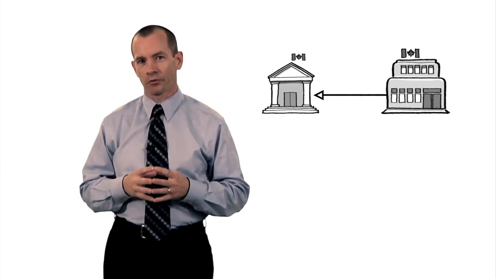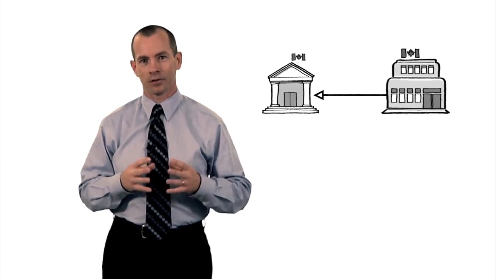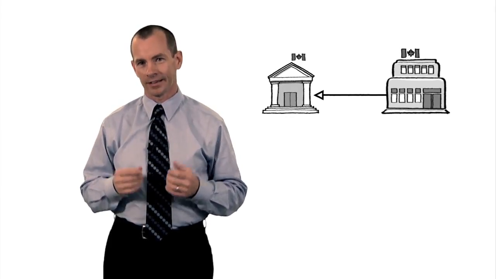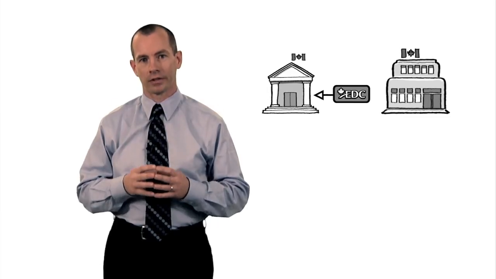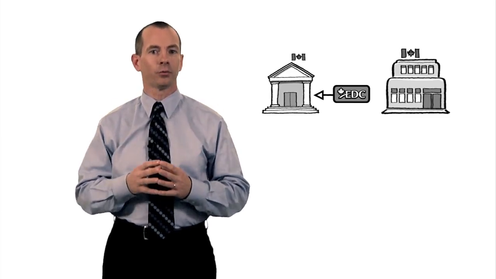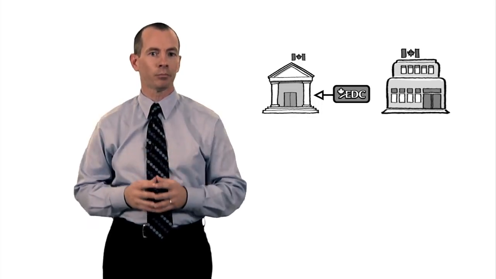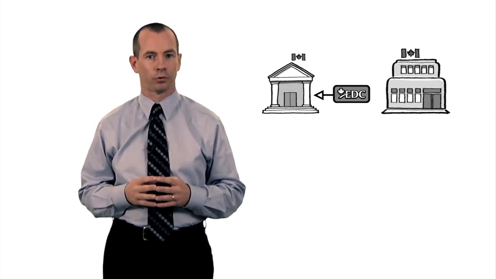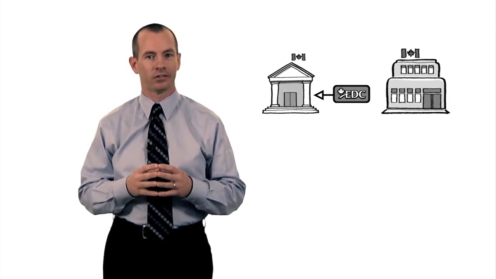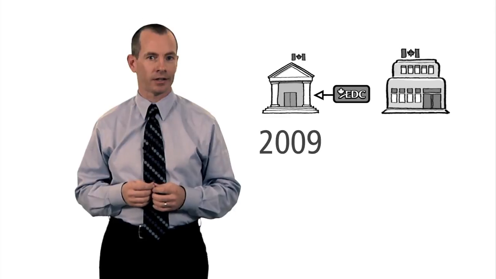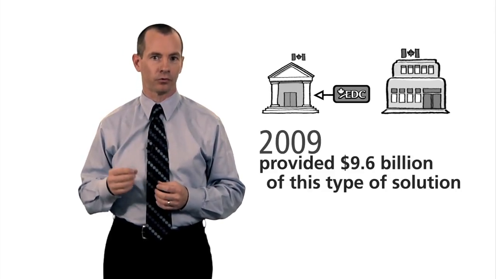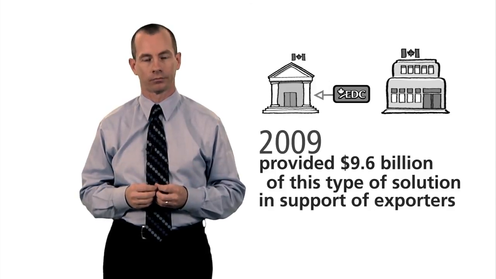Remember when our exporter had to provide security for a letter of credit that gave the buyer comfort that their advance would be repaid if the exporter did not perform? EDC can replace that security with a guarantee to the financial institution. If the LC is called and the funds are returned to the buyer, then EDC will reimburse the financial institution the amount disbursed. This guarantee is one kind of performance guarantee that EDC offers. In 2009, EDC provided just over $9.5 billion to this type of solution in support of exporters.